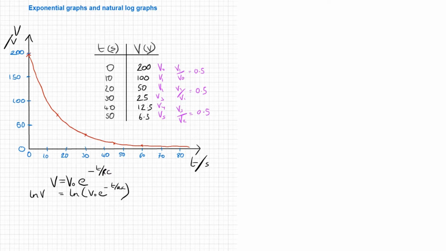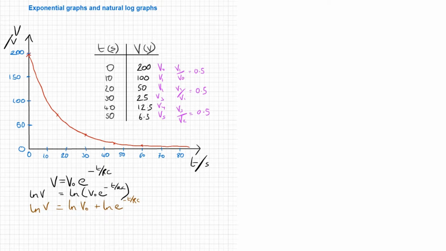And now I can make use of the log rules. On the right hand side I've really got two things multiplied together. If you remember, the log of A times B is equal to the log of A plus the log of B. If you're not sure what I'm talking about, you need to go back and check out my little videos on how to deal with logs. But hopefully you've seen that or you know that from maths. So the log of V0 times e to the minus t over RC is equal to the log of V0 plus the natural log of e to the minus t over RC. I've just applied that rule.